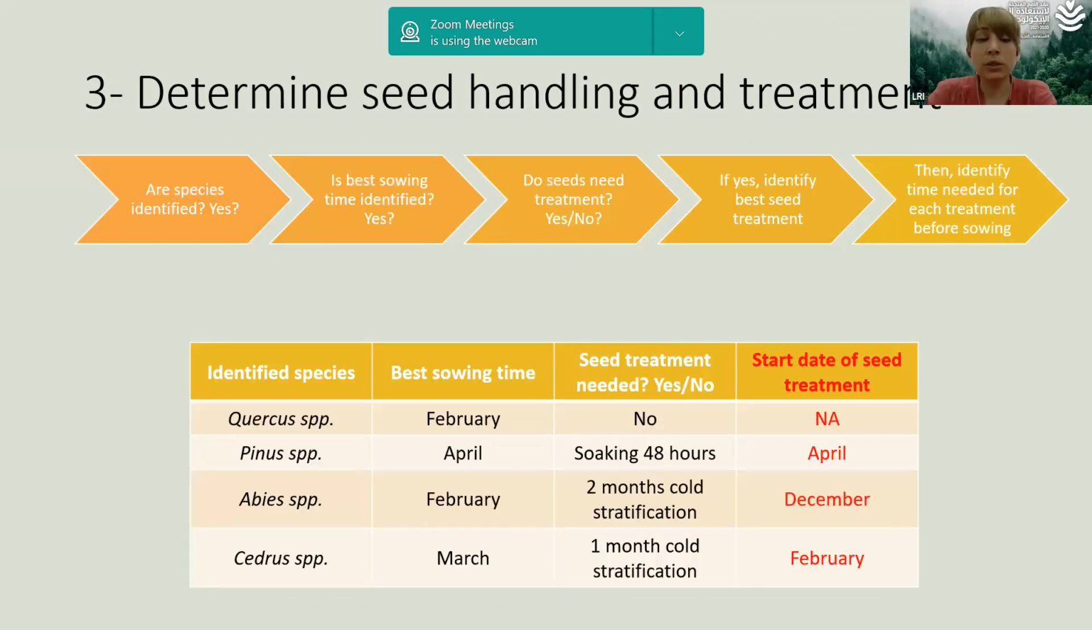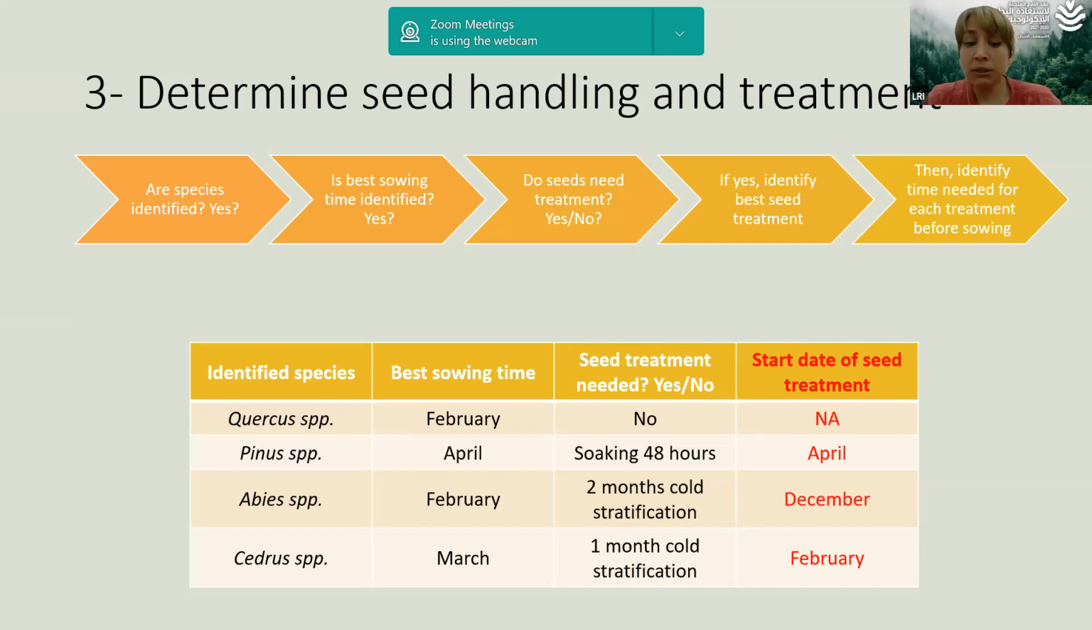Then we could continue with determining seed handling and treatment. There are some questions that we can ask before. Are species identified? If yes, was the sowing time identified? Yes. Do seeds need treatment? Yes or no? If yes, we identify the best seed treatment, then identify the time needed for each treatment before the sowing.